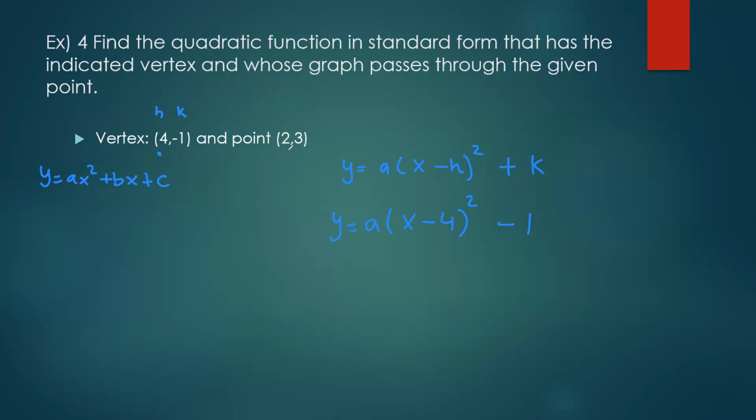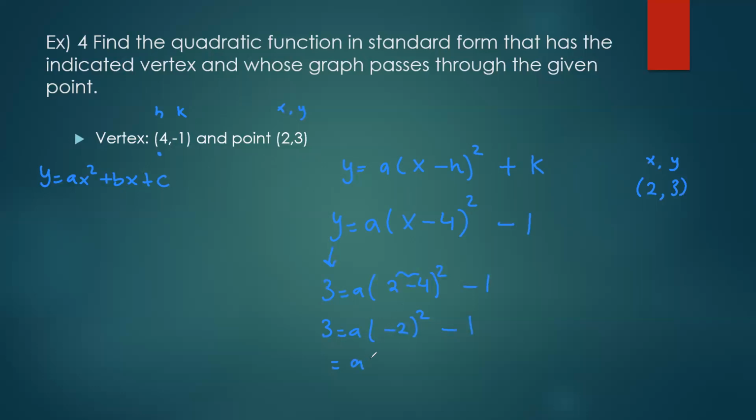So how do you find your a value? You use this point, your given point, (2, 3). This 2 is like your x, 3 is like your y, right? So substitute your y value, substitute your x value in there. So y is 3. My x is 2. So it's 2 minus 4 squared minus 1. 2 minus 4 is negative 2. Square, minus 1.